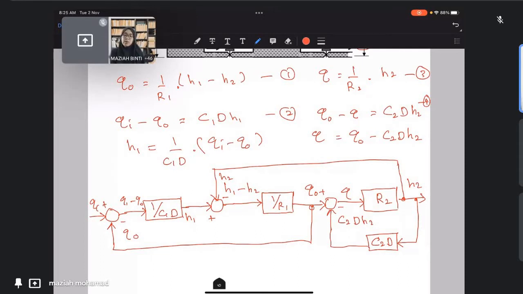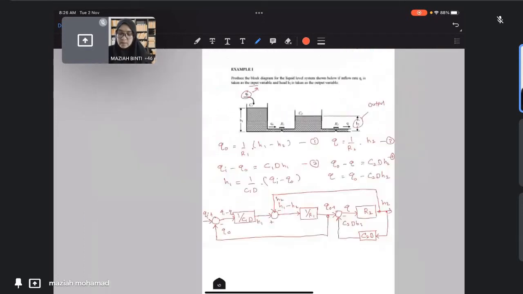So that is the final block diagram, the complete block diagram. We can see all the loops are there. The input is Qi. It will interact with all the parameters in the system that eventually provide H2 as the output of the system. As long as we have all the equations, you will be able to complete your block diagram.